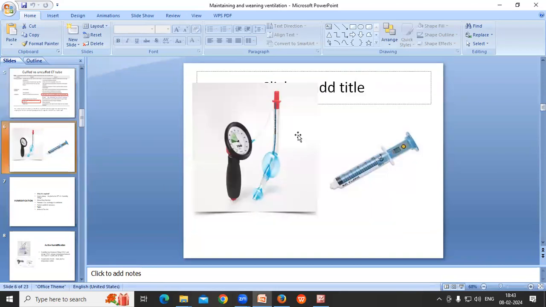Yes, sir. So these are the different manometers available. This one is too costly, around 40,000, no need. And this is the disposable one available, and it shows the reading here. You can inflate the cuff with this syringe itself. Once you inflate the cuff with this syringe, the pressure value will be shown here. So you can easily read the pressure and you can deflate it if you want to decrease the pressure.